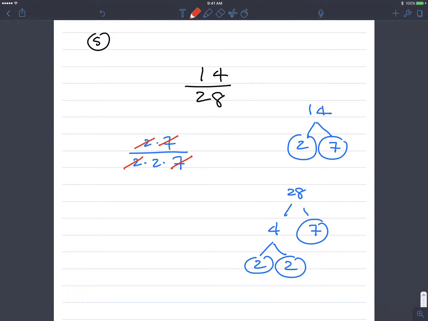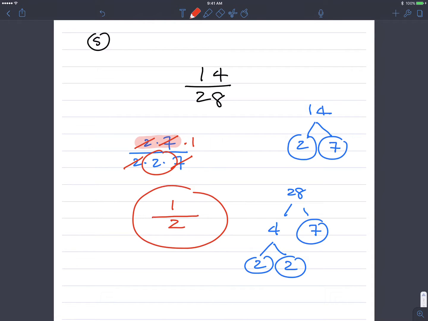If we take a closer look, there's only a 2 left, and that 2 is left on the bottom. So in our final answer, we have to keep that 2 on the bottom. The question becomes, what's on top if everything is gone? We put a 1 there, because 1 times anything is always itself. So really we have 1 over 2. And 14 over 28 does reduce to 1/2.